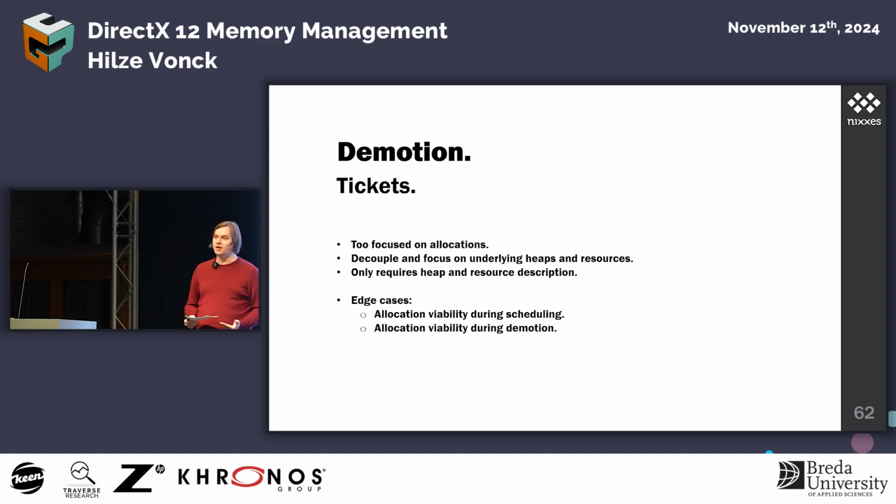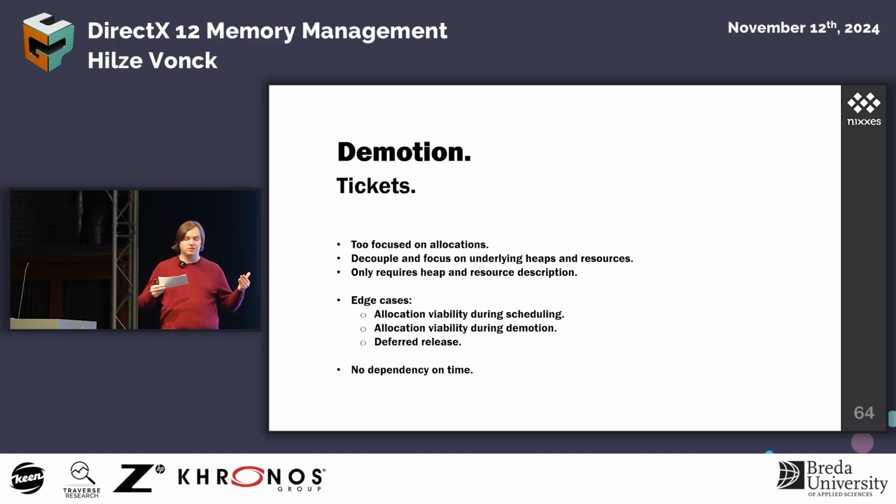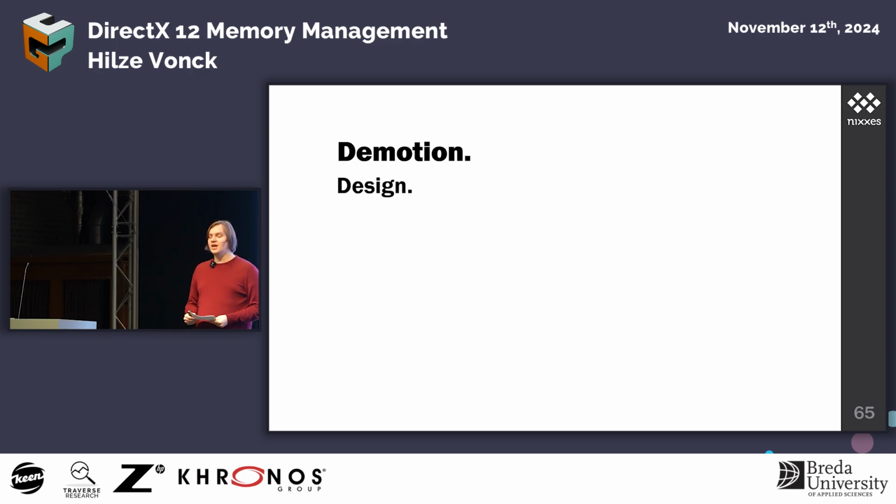Next up, we have to do the same whenever we want to do the actual demotion, to ensure that the allocation is still viable. And lastly, every frame, of course, we need to handle the deferred release. So now with this, there's no dependency on time anymore. It could take an actual hour for demotion to complete, but as long as the allocation that is associated with the demotion is still around, the system will still work as intended. So now we finally made it to the design of the demotion system.